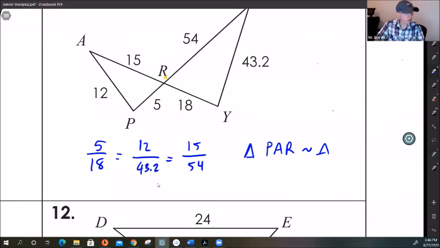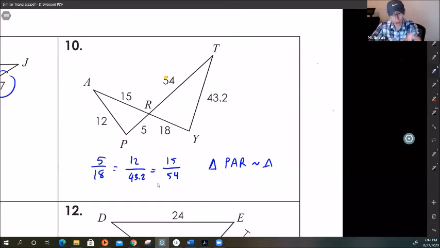Not on the screen, but on the chat. What should be the correct order for the other triangle? Will it be YRT, YTR, or TRY? What should be the order to write correctly to complete that similarity statement? YRT. Everybody is going with YRT. Are they correct? And then Crystal says YTR. YTR or YRT? YTR, right?